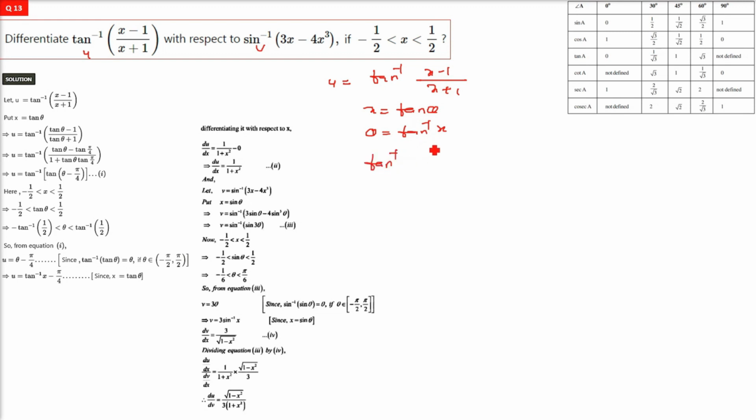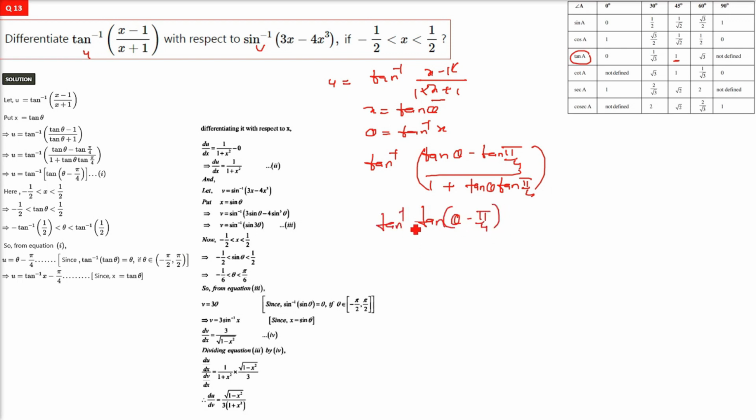So tan inverse, this is tan theta minus 1 divided by tan theta plus 1. So tan pi by 4 is what? 1. So in place of 1 I am writing tan pi by 4. And in the denominator, 1 plus x, I am writing tan pi by 4, which is 1. Tan theta was already there because it is x. So tan theta minus tan pi by 4 by 1 plus tan theta tan pi by 4. This whole is tan inverse tan of theta minus pi by 4, by the formula for tan a minus b. So now you can just cancel these two out. You get theta minus pi by 4.